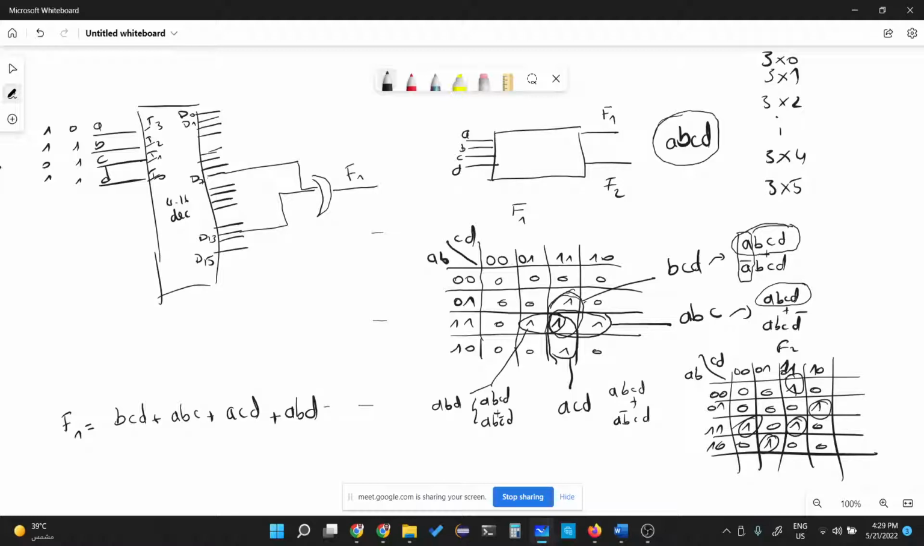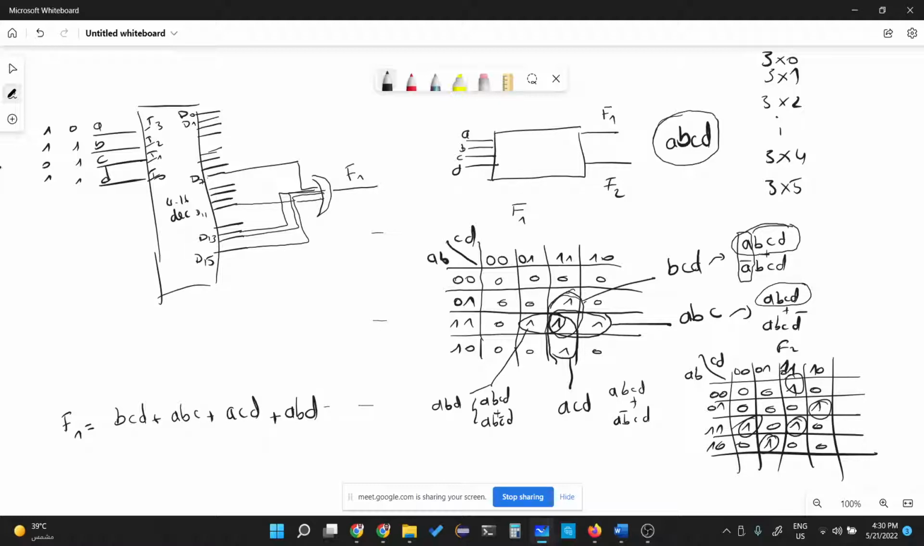This is F1. So we took this minterm A, B, C bar, D. Now A, B, C, D, which is D15. And then A, B, C, D bar, which is D14. Now this is D14. And then we have A, B bar, C, D. So it's 15 minus 4, which is D11. Okay, this is F1. It has 5 minterms.